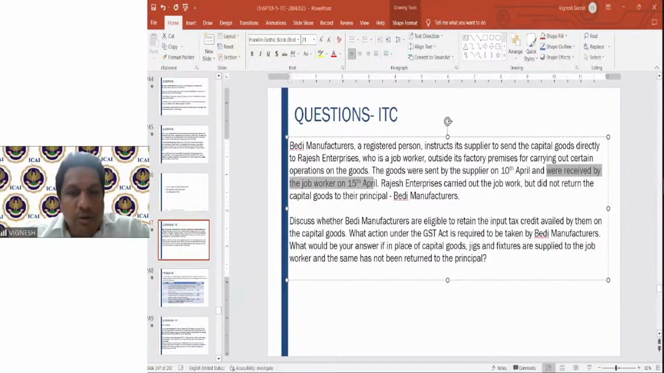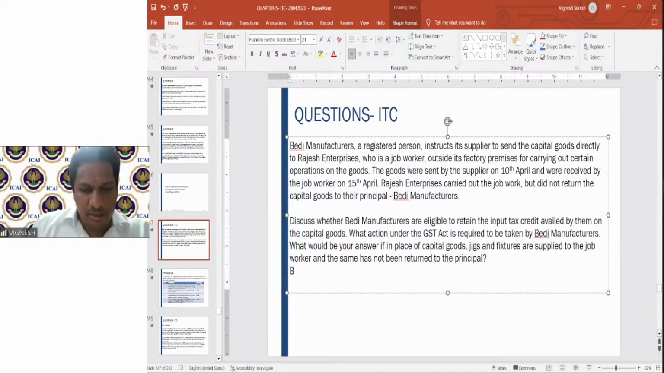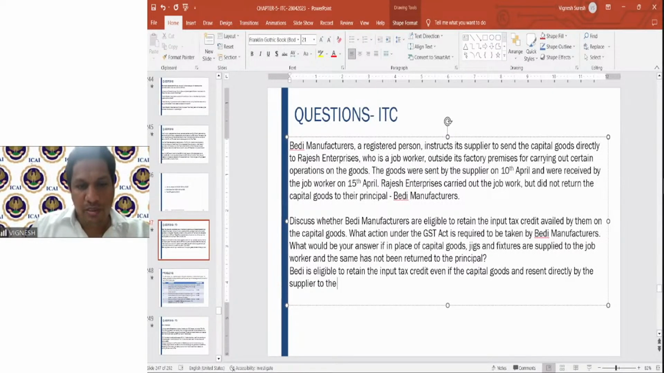So whenever the capital goods are sent, the date of receipt is important, and he has to send back the capital goods after doing the process within 3 years from the date of receipt of the input. So, in this case, whether they are eligible to retain the input tax credit: BAD is eligible to retain the input tax credit, even if the capital goods are sent directly by the supplier to the premises of the job worker.